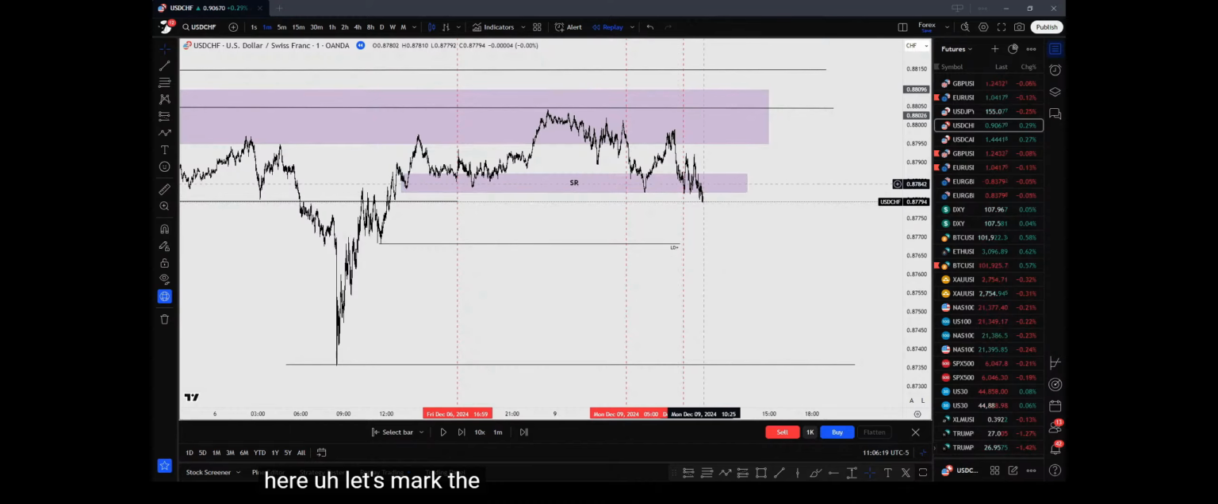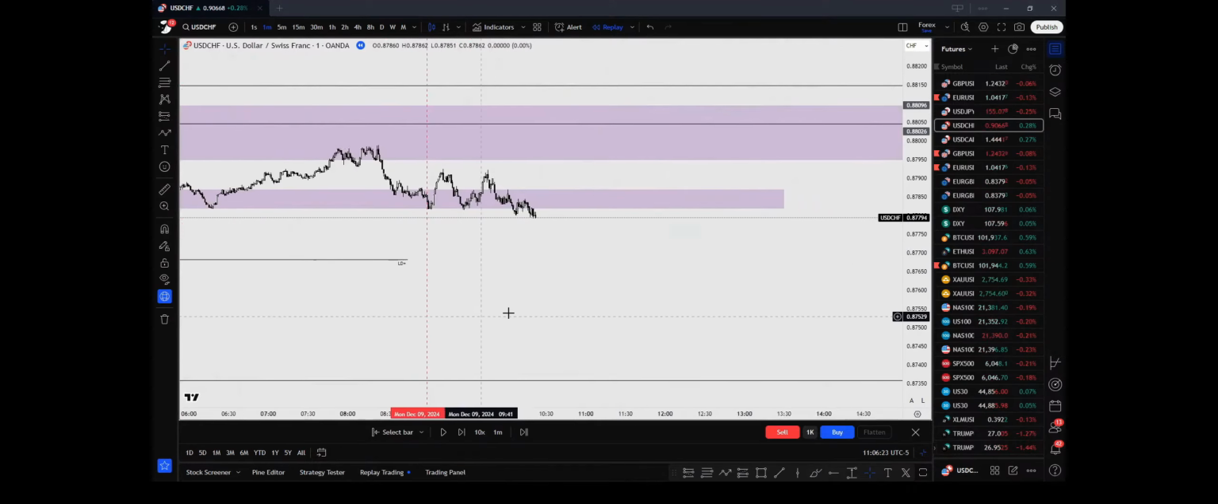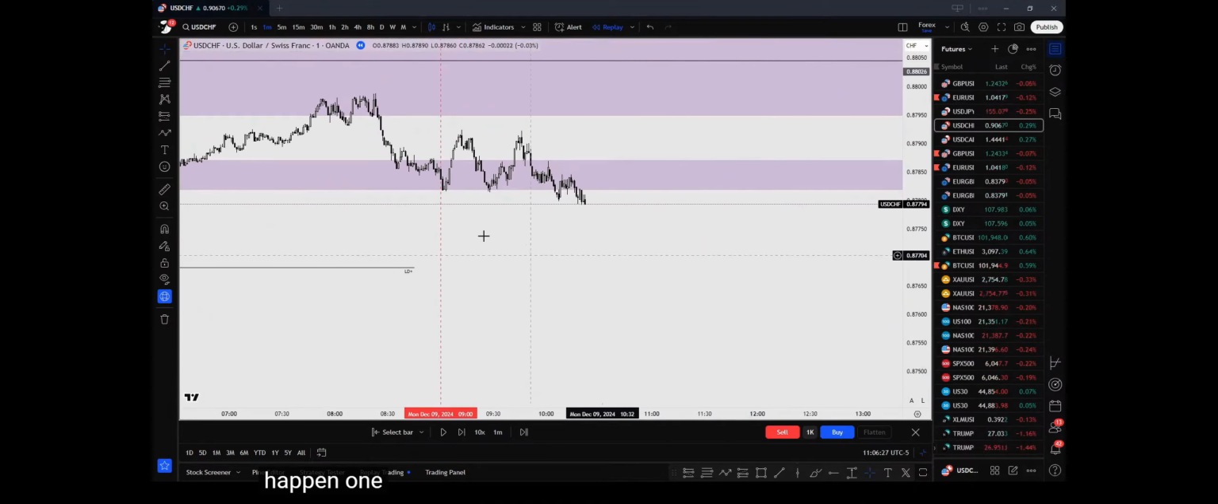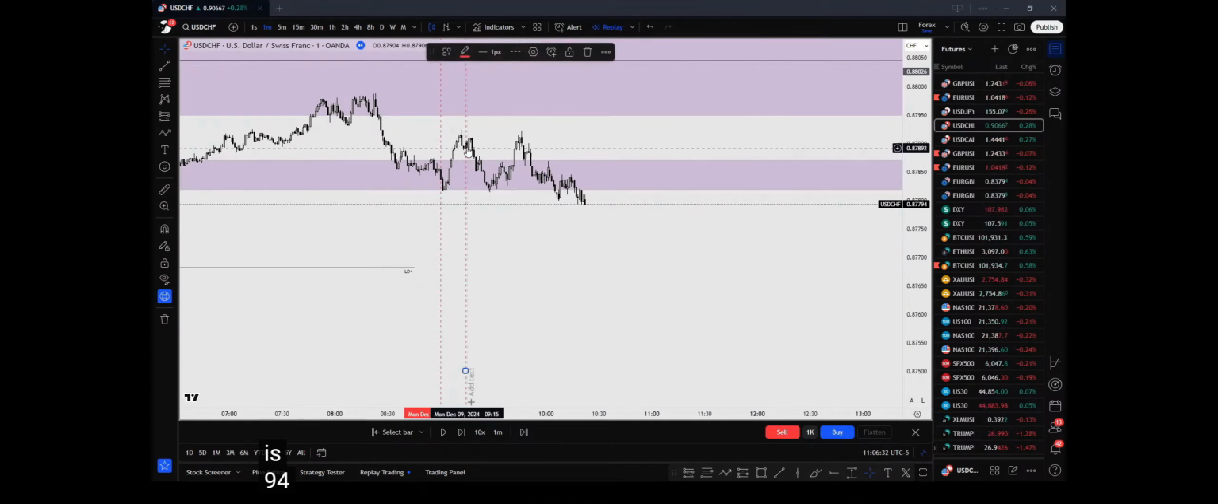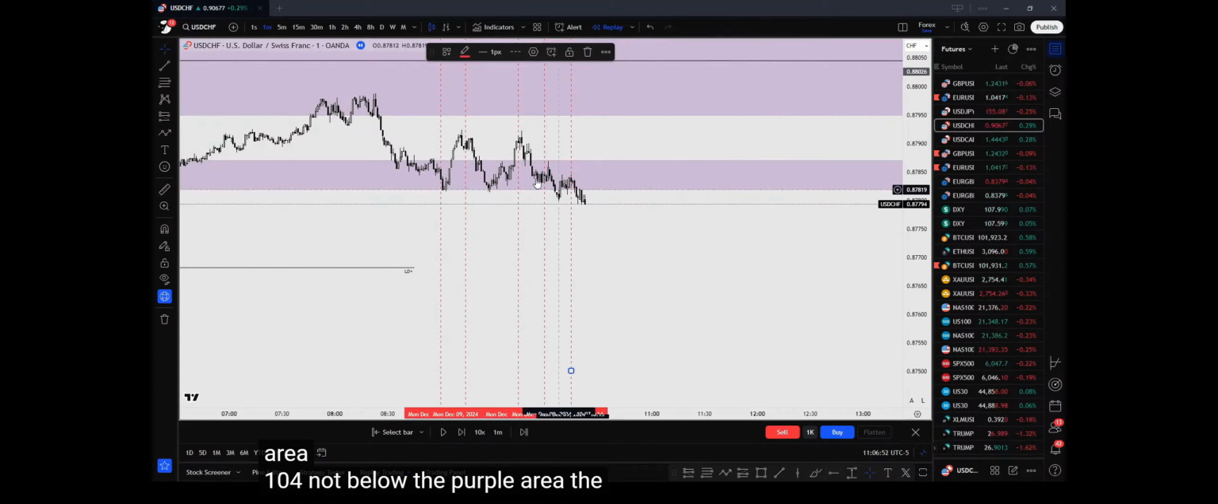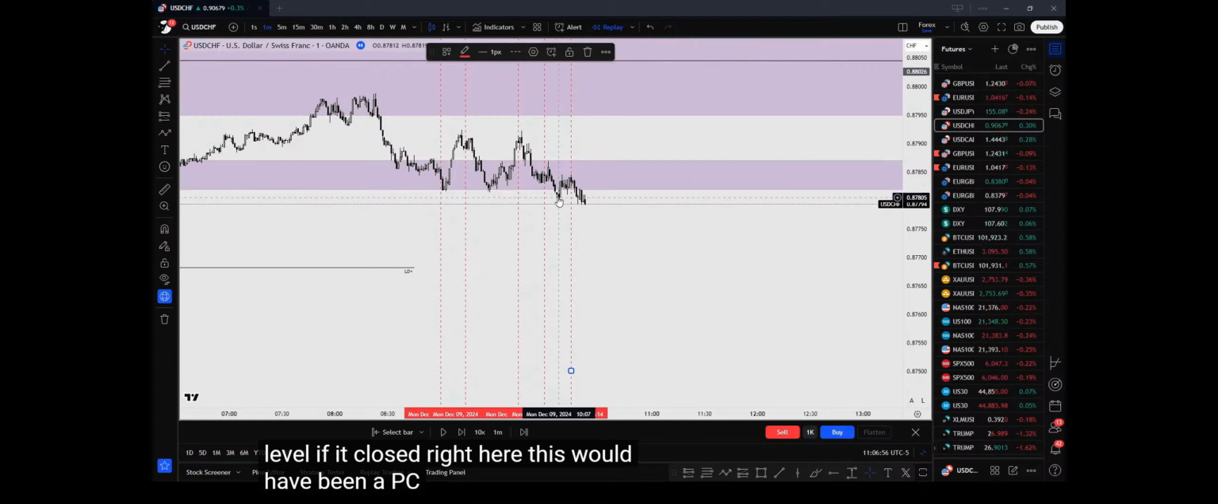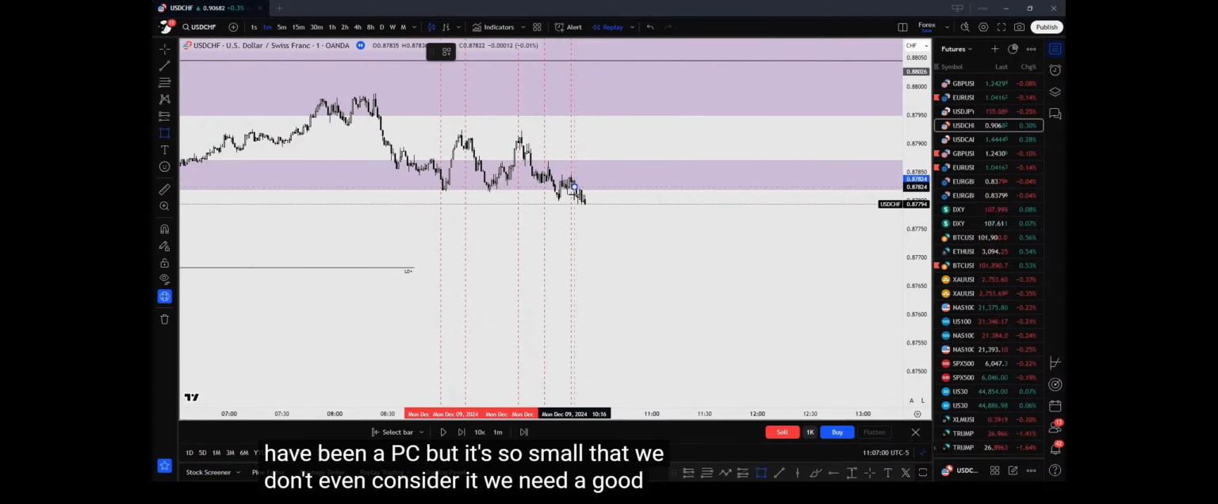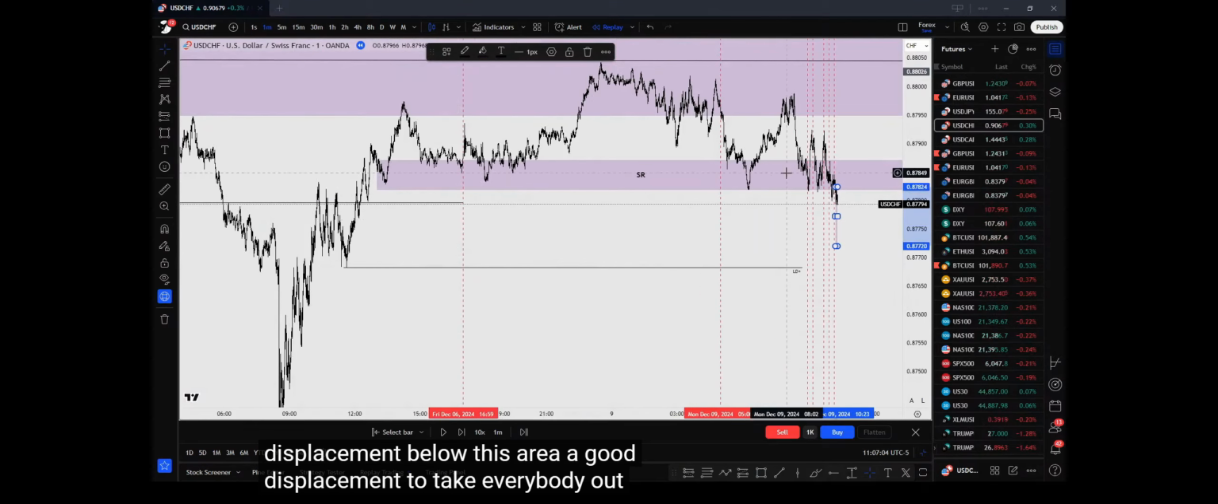Let's mark the PCs that could happen. One is 9:14. This is not a PC to the downside. 9:44, no PC. 9:59, nothing. Still ranging, still not below this area. 10:14, not below the purple area, DSR level. If it closed right here, this would have been a PC, but it's so small that we don't even consider it. We need a good displacement below this area, a good displacement to take everybody out in this area, right?